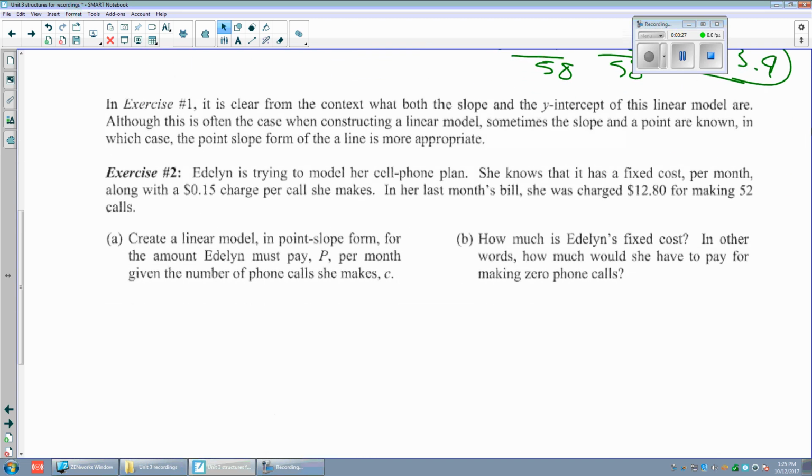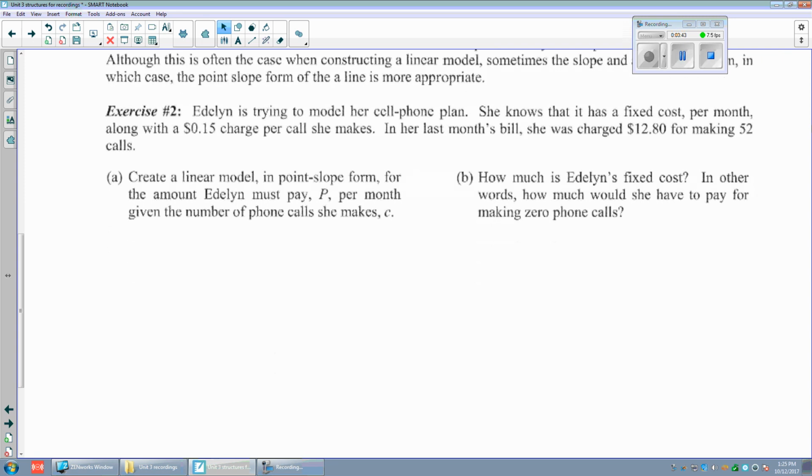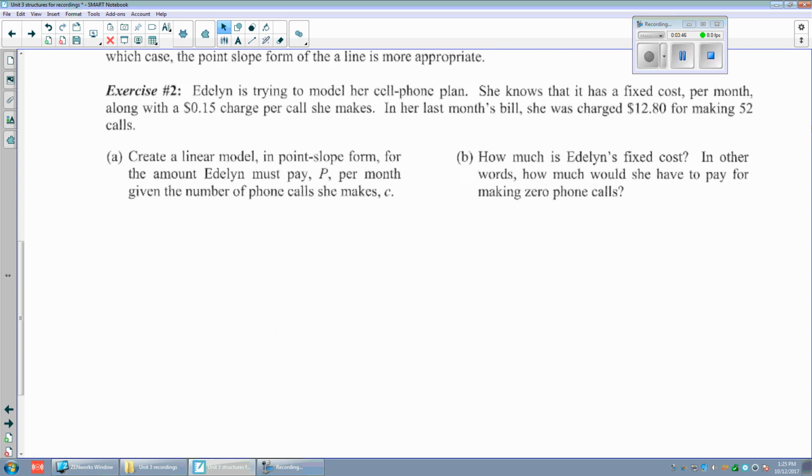However, if we're just given something like this, where Edlin is trying to model her cell phone plan, she knows that it has a fixed cost per month along with a 15-cent charge per call that she makes. Last month's bill, she was charged $12.80 for making 52 calls. Create a linear model in point slope form. Why am I going to use point slope form? I mean, that's a strong hint. Use point slope. Why? Because we know what the rate of change is.